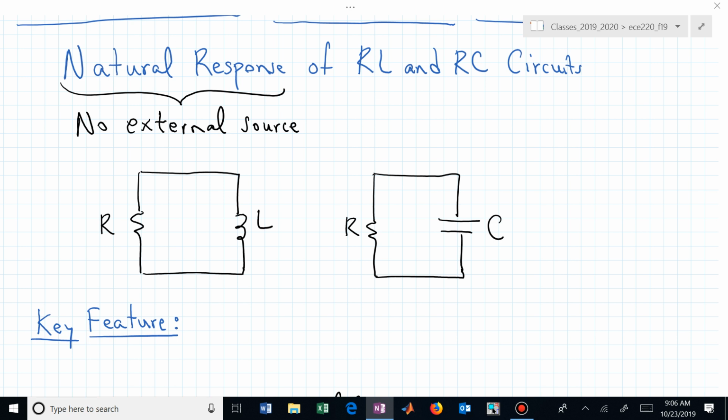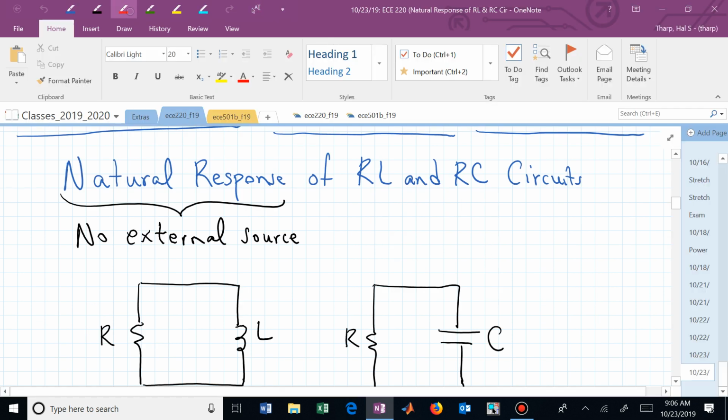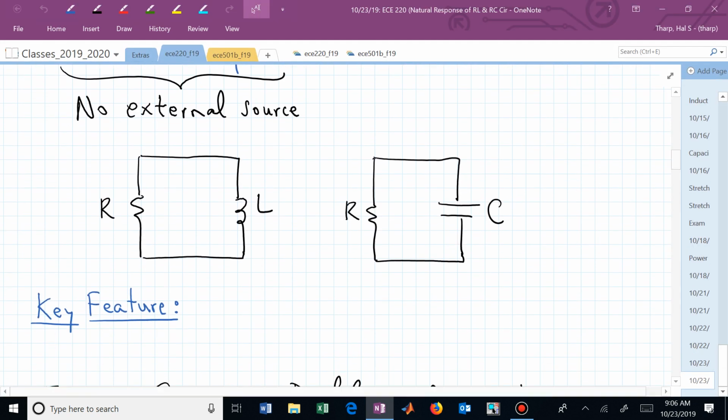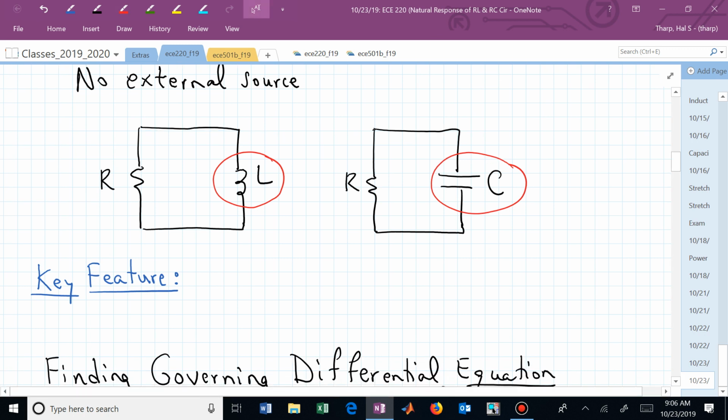And the key feature here is that single energy storage element in the individual circuits. So the key feature is one energy storage element in each circuit.